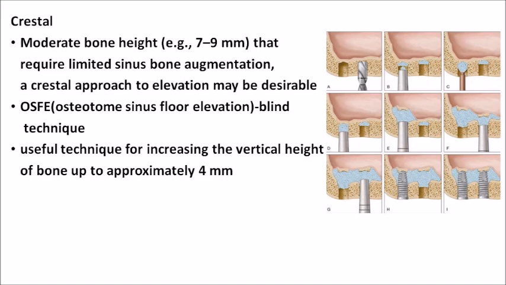Using the tool osteotome, you are elevating the maxillary sinus wall. This is a blind technique because we are not seeing the maxillary sinus floor. We are just blindly elevating the sinus floor through the alveolar crest. This is useful when we have to increase the vertical height of the bone up to approximately 4 millimeters. You can get a maximum of only 4 millimeter height gain. That is about the crestal approach for maxillary sinus elevation.